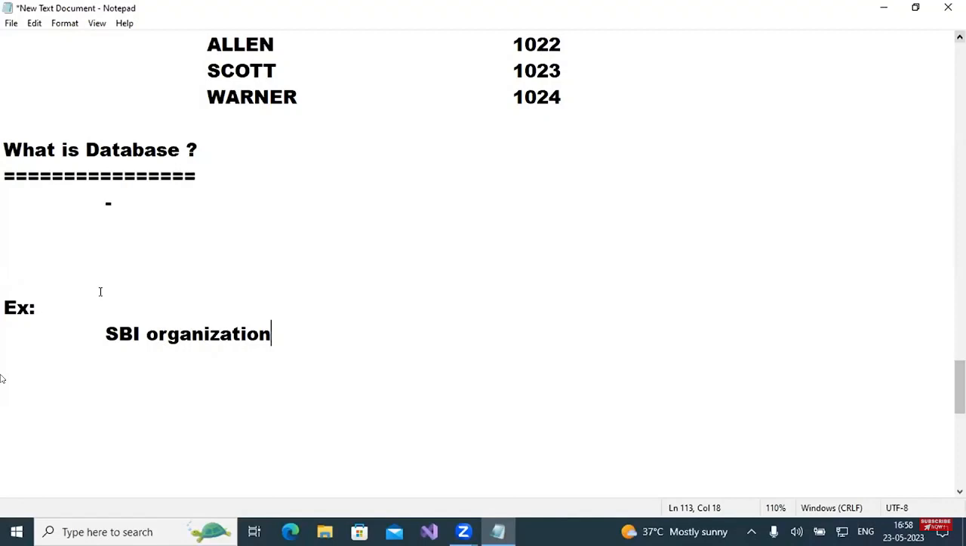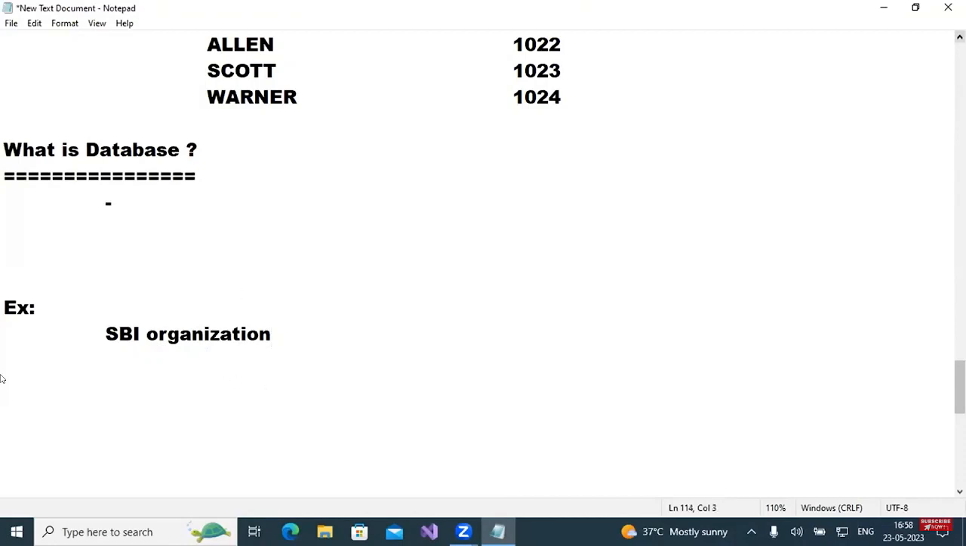So is SBI creating a product or supporting operations? Operations. Withdraw operation, deposit operation, transfer. These kinds of things are all called what? Operations. That's why SBI is called an organization. Okay, so now you can see.